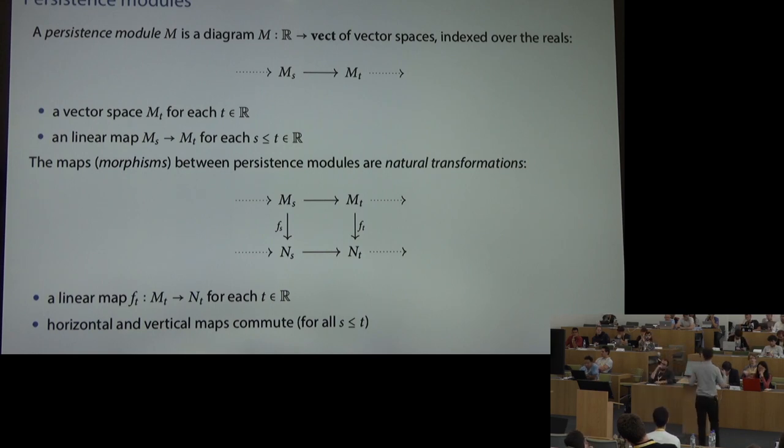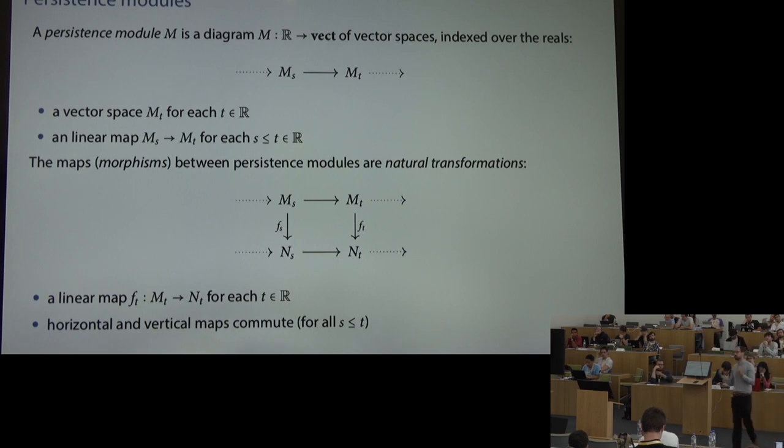Now, what's a reasonable notion of mapping between two such persistence modules? You build up a ladder-shaped diagram such that everything commutes. So you have a linear map from MS to MT, to NS, and from MT to NT, and each possible square that you can form this way has to commute. So you have a compatible family of linear maps.